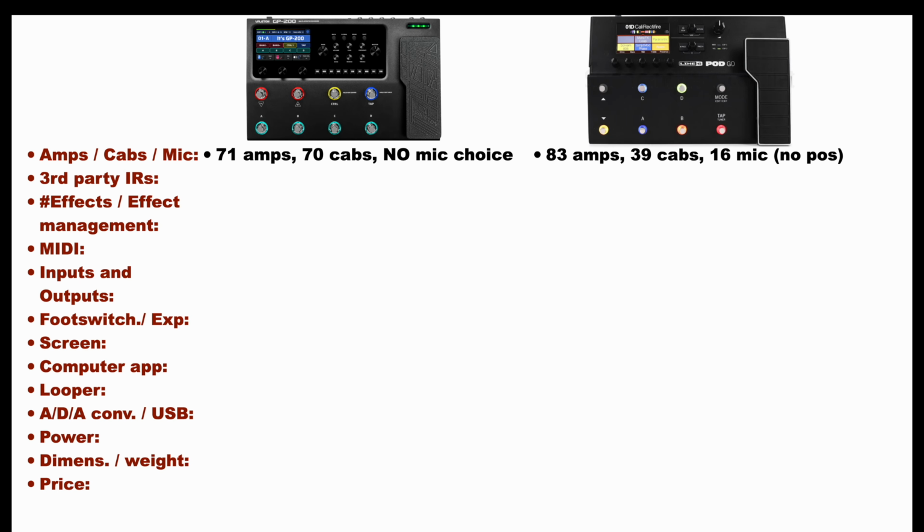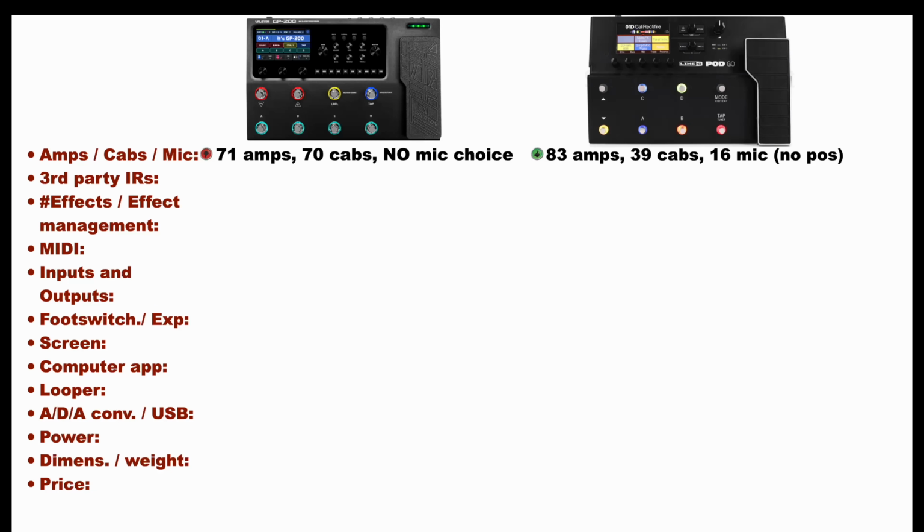First of all, in the GP200 we have 71 amps, 70 cabs, and it is not possible to choose the mic or the position of the mic in the cab. On the other hand, in the PodGo we have 83 amps, 39 cabs and 16 mics, where you can change the distance of the mic but not the position. I would give the thumbs up to the PodGo as it offers more amps and cabs and mics simulations.